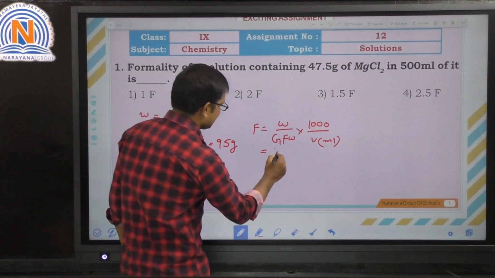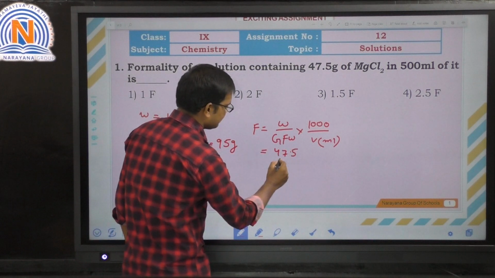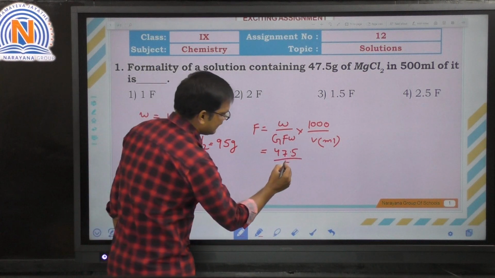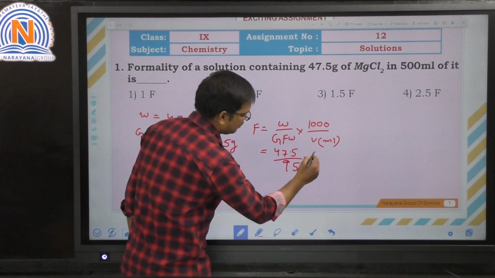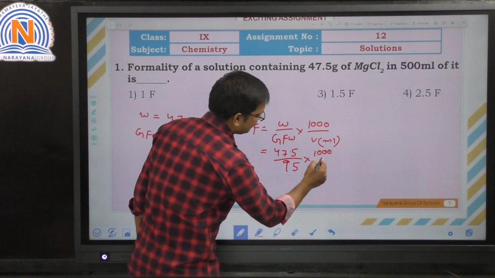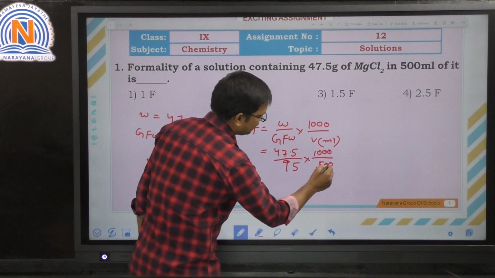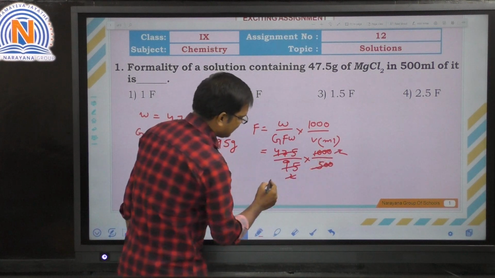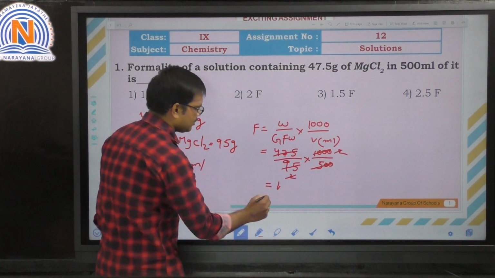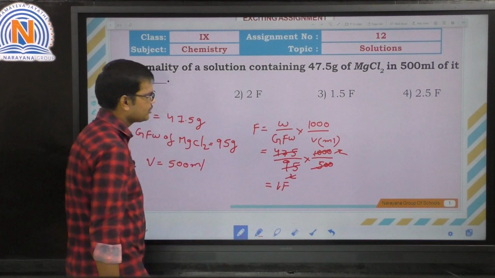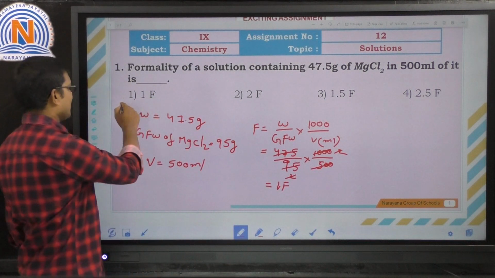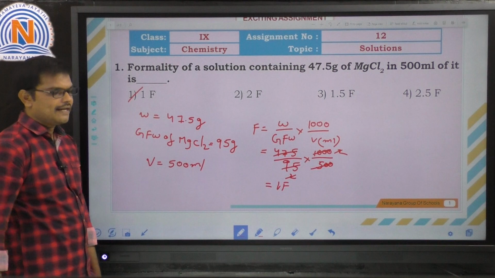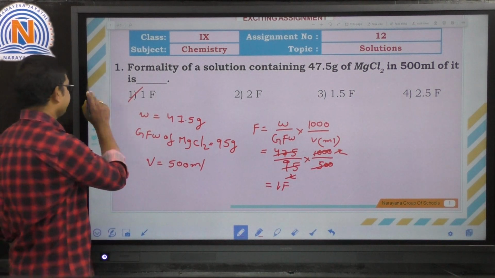Weight equal to 47.5 by 95 into 1000 by 500. After cancellation, formality equal to 1F. So option 1. Next, move to second question.